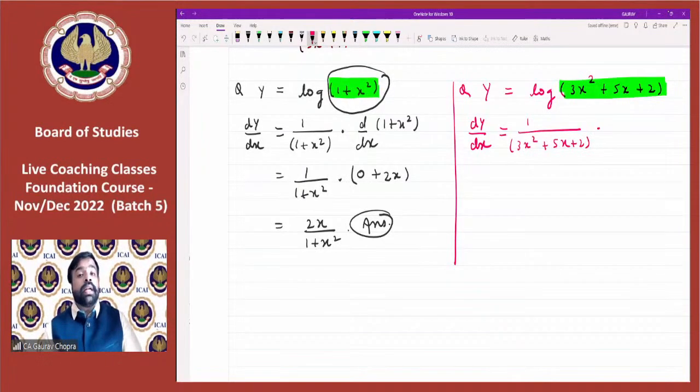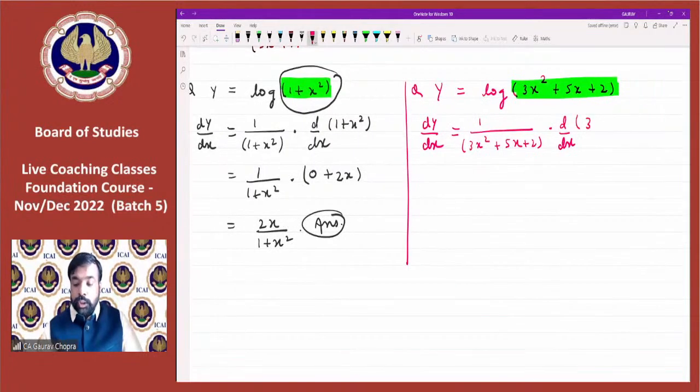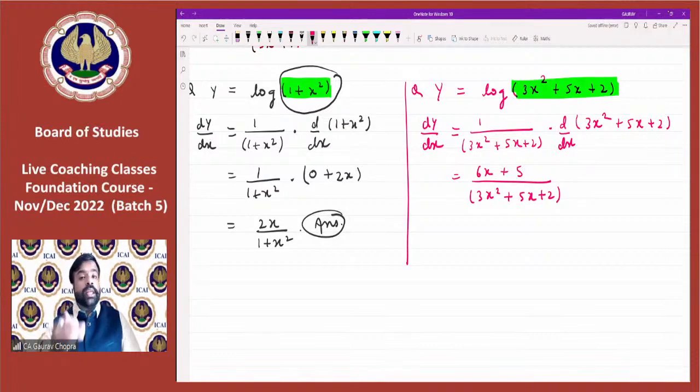Then the next step is multiply this with derivative. So d by dx of 3x square plus 5x plus 2. So what will happen? Denominator will remain as it is. And in numerator, 3x square will become 6x, plus 5x will become 5 and 2x will become 0. So this will become the final answer. All right.